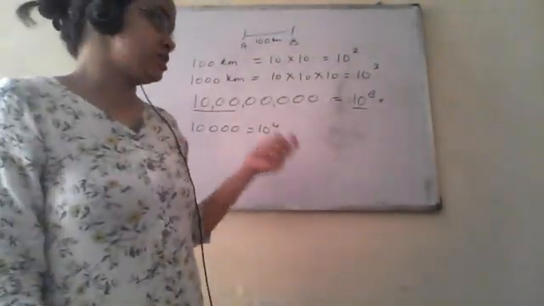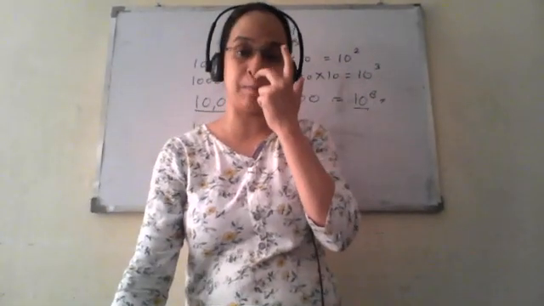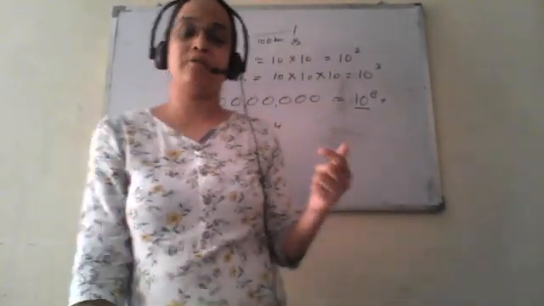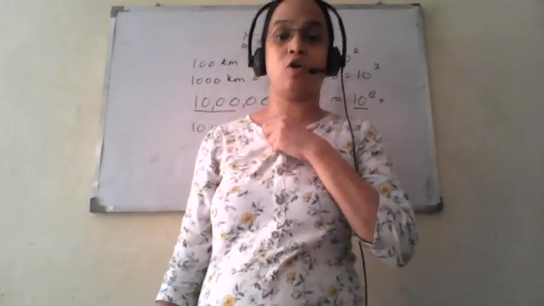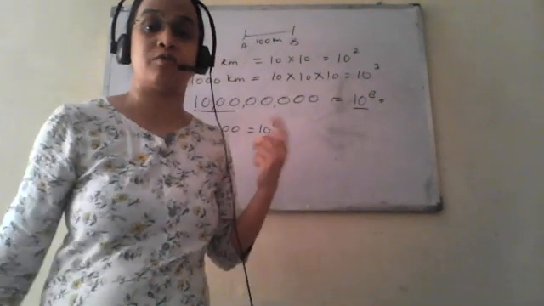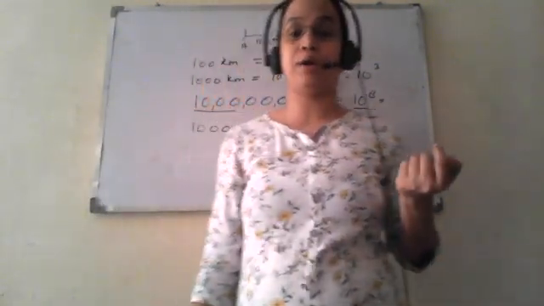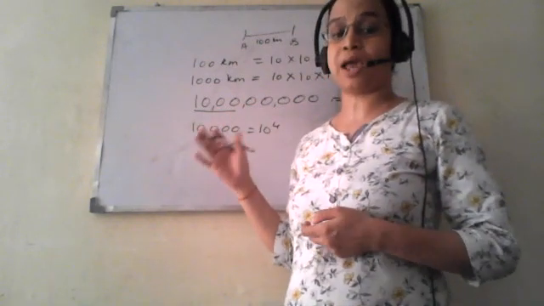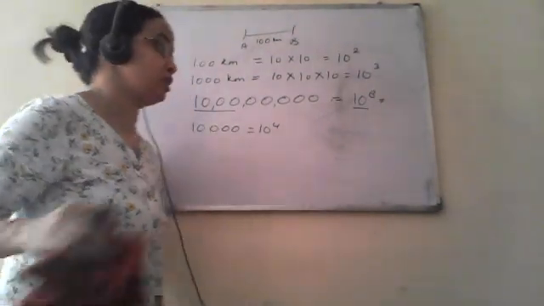So these exponents are used where we are writing larger numbers. There are also cases like the diameter of a cell, which is very small, or the size or weight of an electron, which is a very minute quantity. With the help of these exponents we can write those values very conveniently.